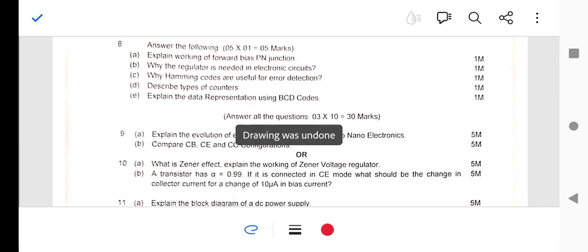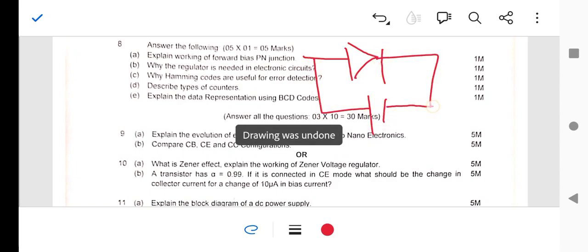Coming to 1 mark question, explain the working of forward bias PN junction diode. A diode is connected to the positive supply: anode is connected to positive, cathode is connected to negative. Then it is forward bias PN junction. The majority carriers and minority carriers, you have to represent with one small diagram to get 1 mark.